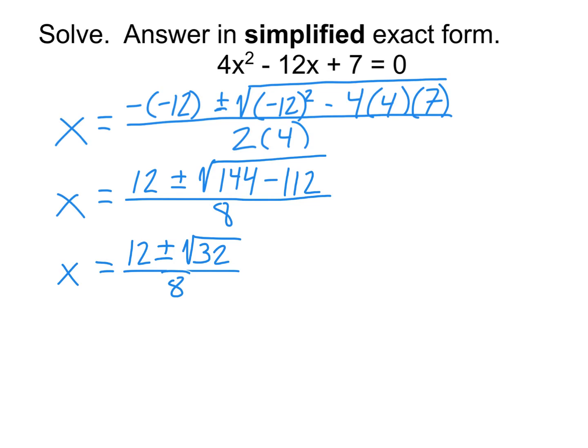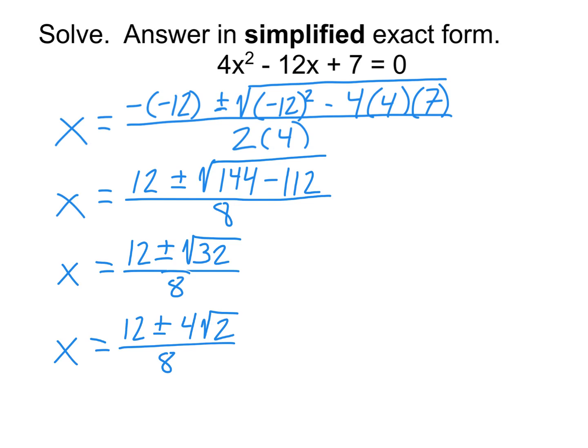Now, having done that part, we actually can simplify this a little bit more. A little bit newer kind of stuff is a chance for us to take a look at how we would simplify that. So let's simplify the root 32. What's the biggest perfect square that goes into 32? 16. And the square root of 16 is 4. 16 times 2 is 32, so it becomes 4 root 2 over 8 still.